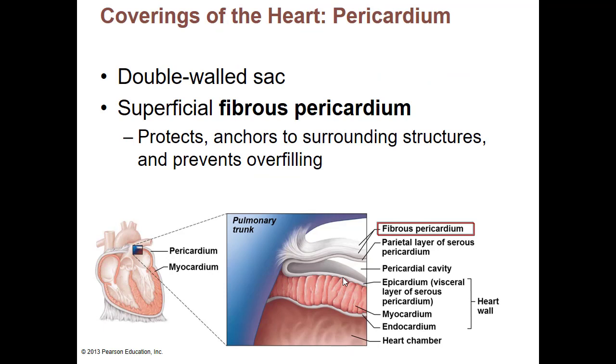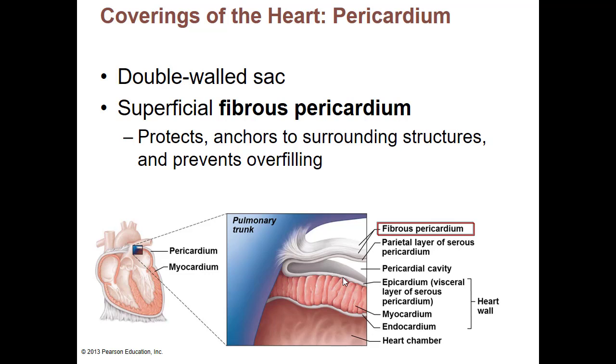Now, on the outside of it, we have a double-walled sac. We literally have a little tiny cavity in there. But on the outside of that cavity, we have something known as the fibrous pericardium. It's there for some additional protection of the heart. It helps anchor the heart in place so it's not bobbing all around when you run around. So it anchors it to surrounding structures, and it tries to prevent overfilling of the heart, so not too much blood can ever get dumped into the heart at once. There's only so much stretch that can go in there.